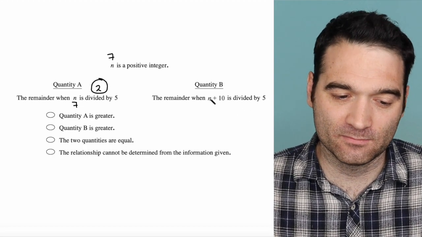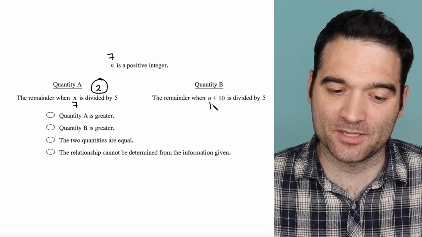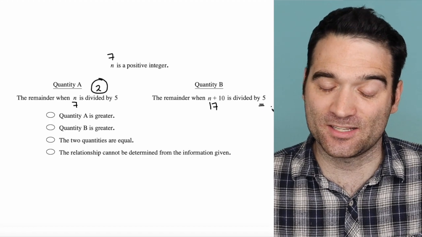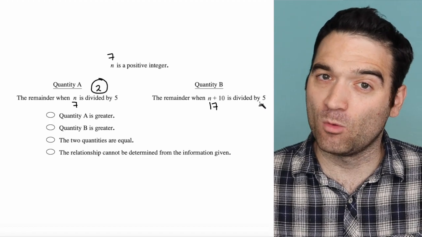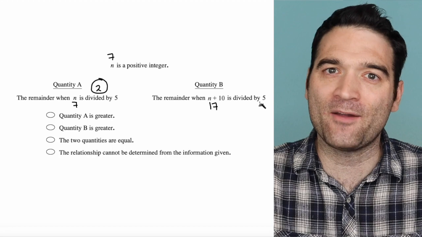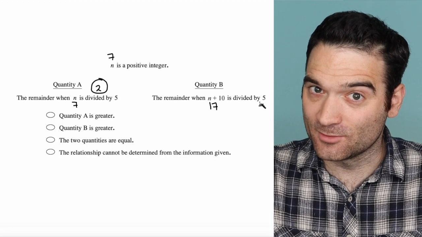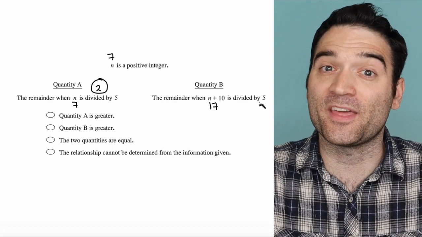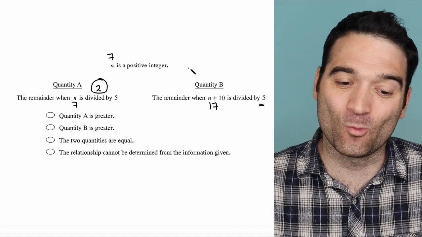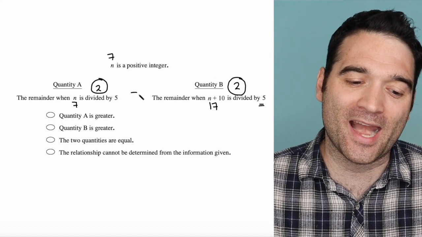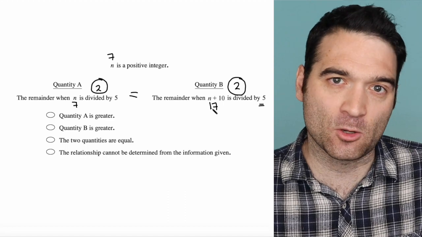And then over here, I'm saying that n is 7, so that's going to be 17. When 17 is divided by 5, what's the remainder? Well, if I have 17 cards, I start dealing them out. Everyone gets 3, so I've dealt out 15 total, but then I have 2 left over, right? So once again, the remainder is 2. And I have a case where quantity A is equal to quantity B.